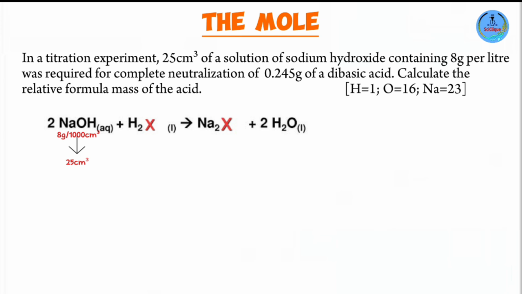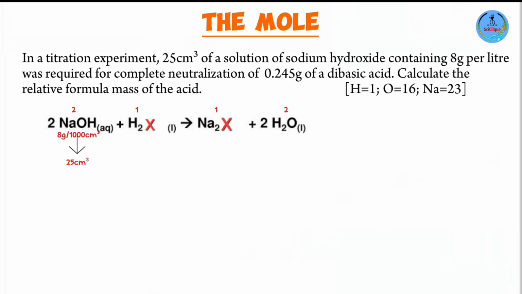Now this is very important. You need to get it right because this will determine how you balance the chemical equation, which in turn will determine the mole ratio. So balancing gives us a mole ratio of 2 is to 1. So 2 moles of sodium hydroxide react with 1 mole of the acid.